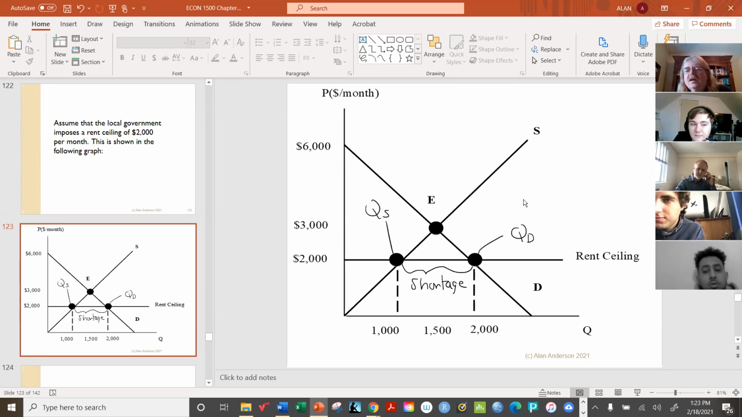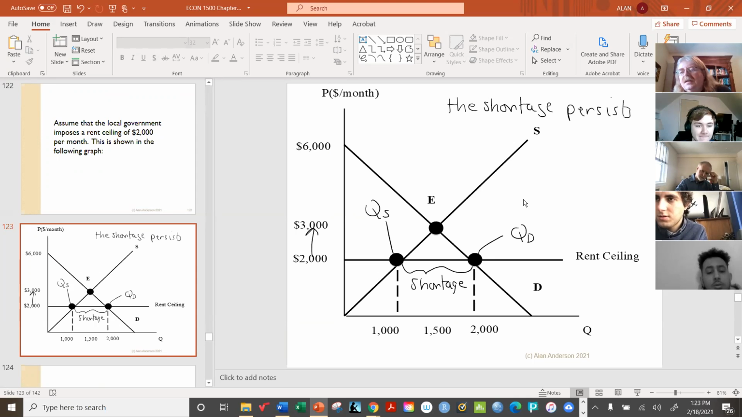Now, with a free market, what would happen? The price would go up, but guess what? It's not allowed to go up. So what happens to the shortage? The shortage continues. It can't take care of itself. So there's always going to be all these people who have no place to live because of this rule.